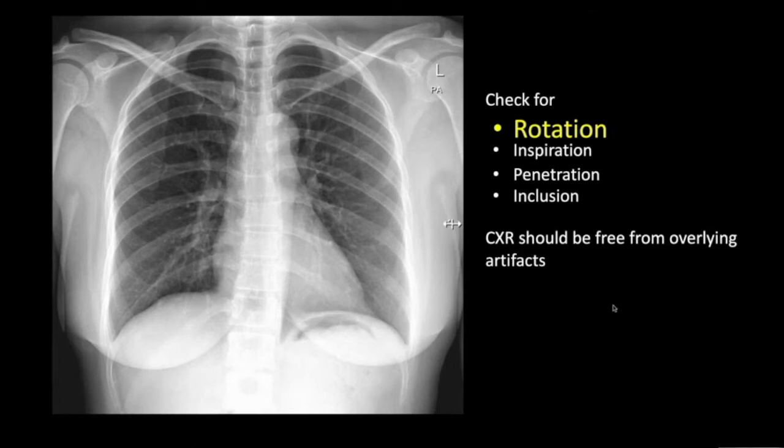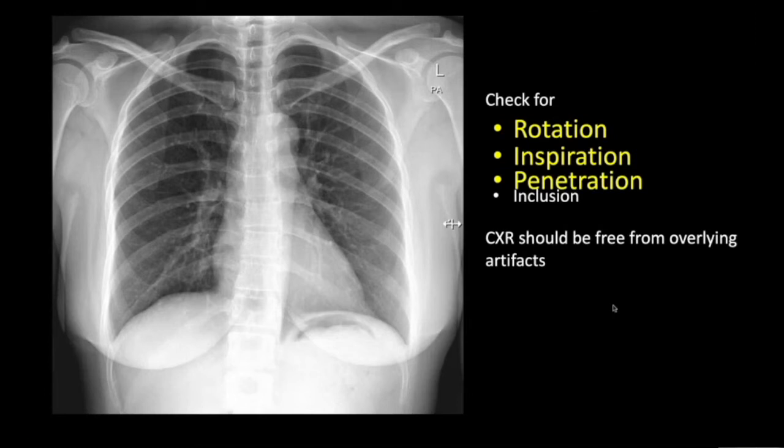Rotation can be assessed by comparing the medial ends of the clavicles to the spinous process of the vertebral body at the same level. Chest radiograph should be taken with patient in full inspiration. The exception is when looking for small pneumothorax, as this will show best on full expiration. A good inspiration on a PA chest radiograph shows at least 9 posterior ribs above the diaphragm, or the right hemidiaphragm is intersected by the 6th anterior rib at mid-clavicular line.